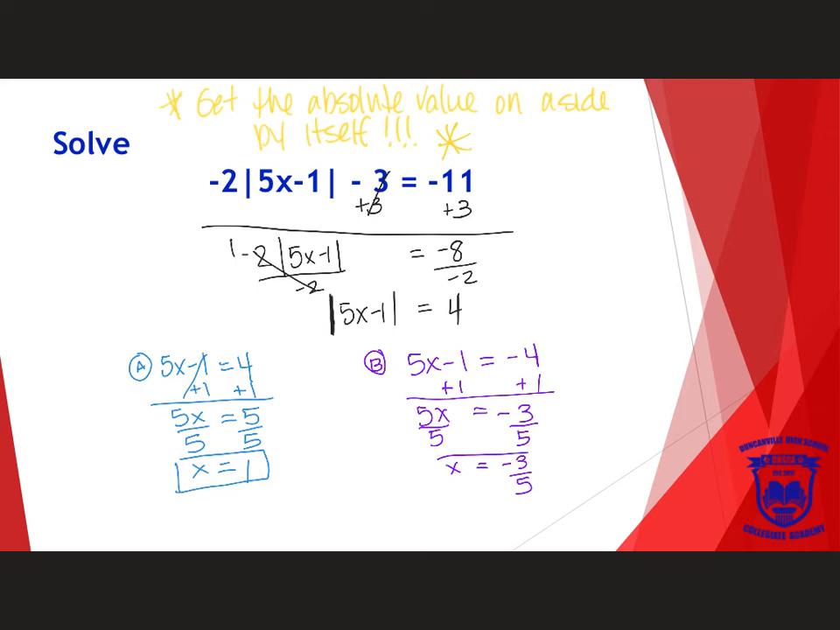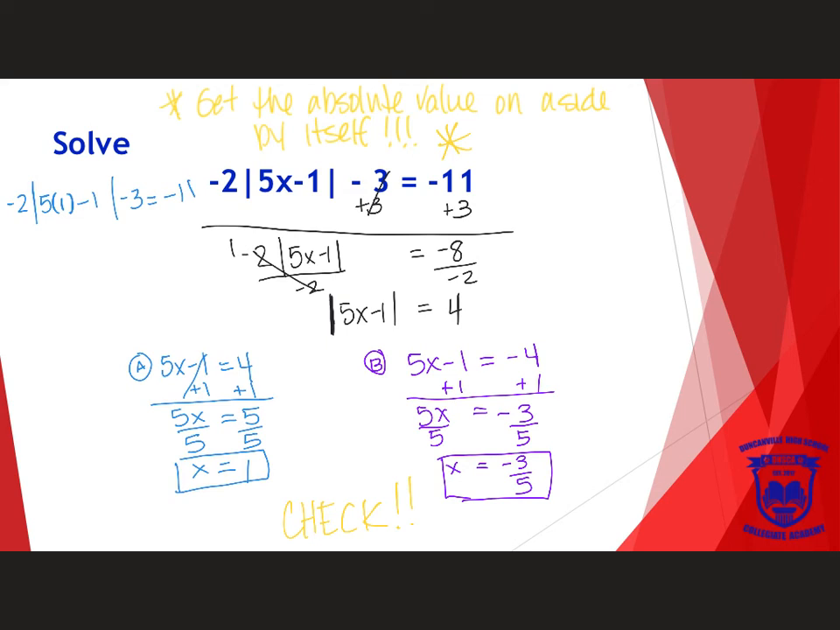Now, when you get these answers, you always need to check. You always need to check. That doesn't mean that you have to draw a number line. We can check algebraically. So over here on the left, I'm going to check to make sure that 1 is a solution. So I'm going to do negative 2 times the absolute value of 5 times 1 minus 1, minus 3 equals negative 11.